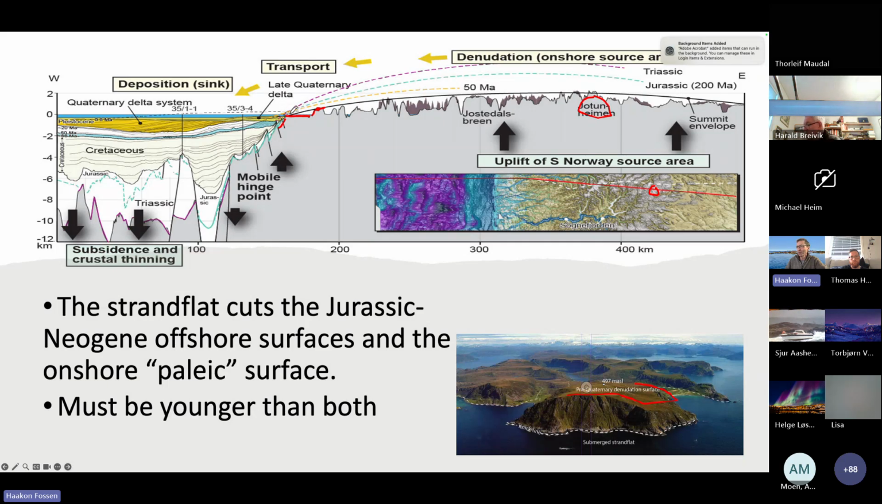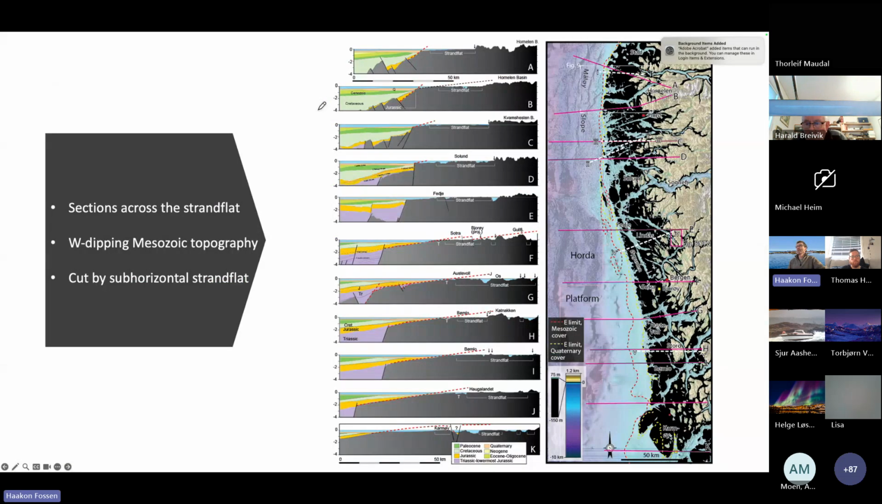So again, the strandflat, very horizontal, cutting through everything, has to be young, certainly younger than the Jurassic. You make profiles across the coast, all the way from the north to the south, from Conway to Stutz up here. You see that this Jurassic surface is always dipping and cut by the strandflat, a little bit more in some places. At Bemlu, for example, the strandflat is very horizontal. The Jurassic is dipping, even though the angle is not as big there. It's very clear all the way, everywhere.